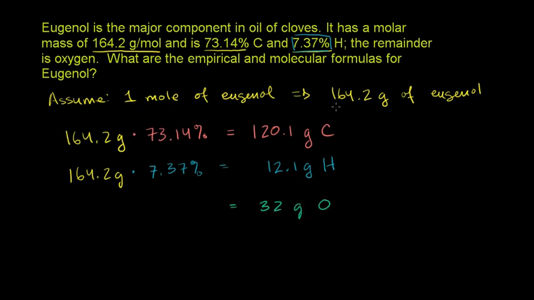So if you have a mole of eugenol, it has a mass of 164.2 grams. And if you break it down by the masses of the constituent elements, it's 120 grams of carbon, 12 grams of hydrogen, 32 grams of oxygen. Now, what we need to do is figure out how many moles of carbon this is, how many moles of hydrogen, and how many moles of oxygen. And this is maybe something that you should have memorized at some point, because these are the three most common elements you'll ever deal with.